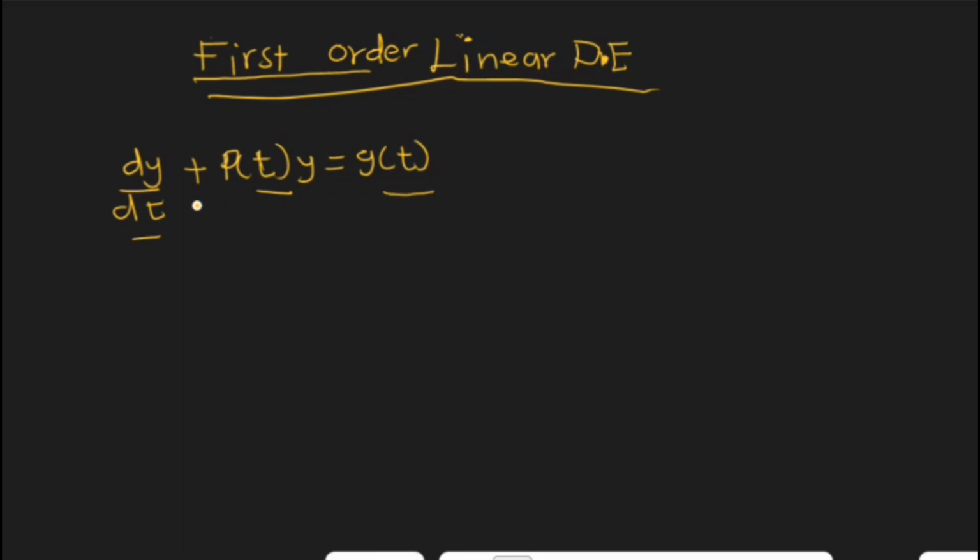I'm going to break this general equation down. The dy over dt is our derivative. P of t is a constant or a function multiplying the y itself, which is not in the derivative form, and it is equal to g of t, which is any other constant or non-constant function. So when they give you any equation and you are able to express it in this form, we will say that it is a first order linear differential equation.